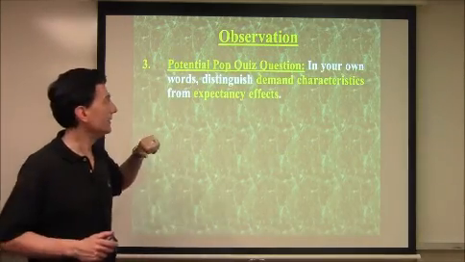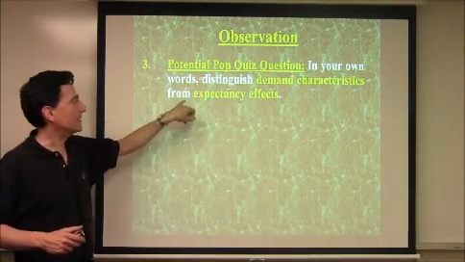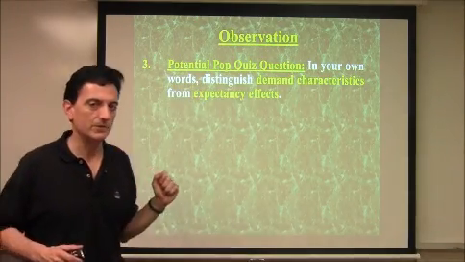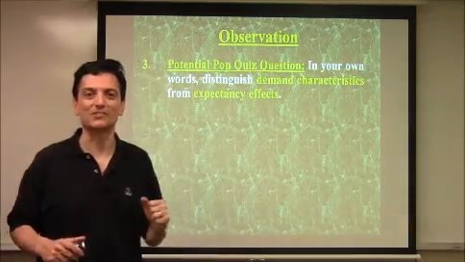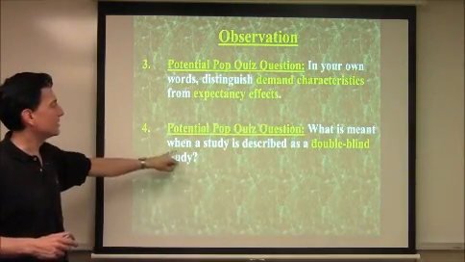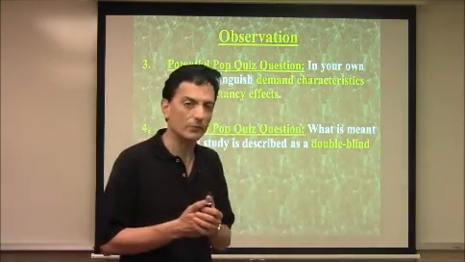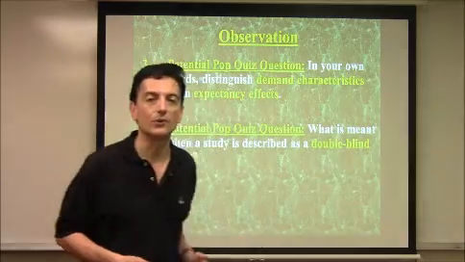Here's your third. Okay. In your own words, distinguish demand characteristics from expectancy effects. How are those different? Can you put that into your own words? And finally, our last pop quiz question. What is meant when a study is described as double-blind? Okay. If we have a double-blind study, what do we mean by that? Can you state that in your own words?